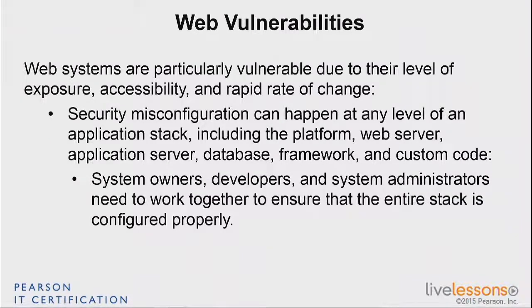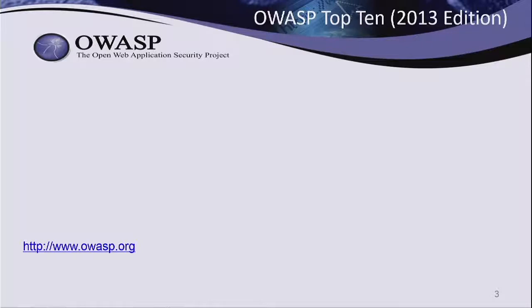So it's very important that system owners and developers and system administrators work together to ensure that the entire stack is configured properly. We only need to have a vulnerability in one of those areas to make the whole system available for exploit. As a security professional, it's very important to recognize what the top web vulnerabilities are. OWASP, which is the Open Web Application Security Project, is an open community that is dedicated to identifying web vulnerabilities and mitigating web vulnerabilities with the goal of really writing secure code from the beginning.